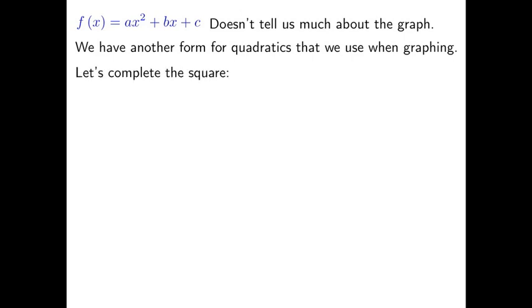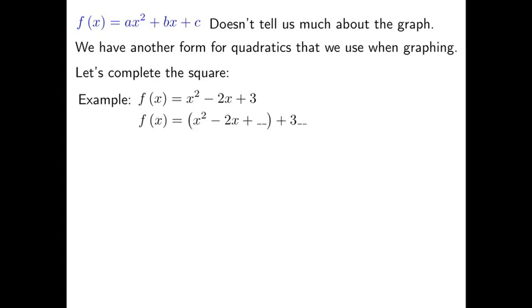In order to do this, we need to complete the square. So let's take an example. f of x equals x squared minus 2x plus 3. Now, remember, to complete the square, we must take the first two terms, and then we must take that b term, so in this case it's minus 2x. We need to divide it by 2 and square it. So -2 divided by 2 becomes -1, squared becomes 1. So we'll add that inside the parentheses.